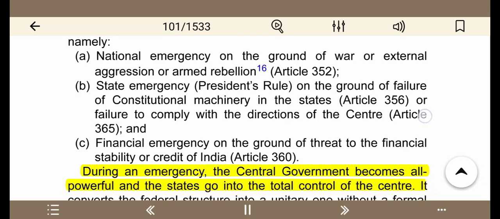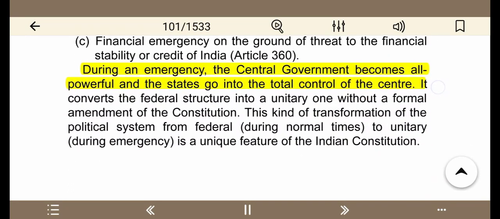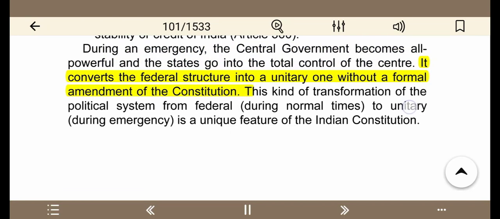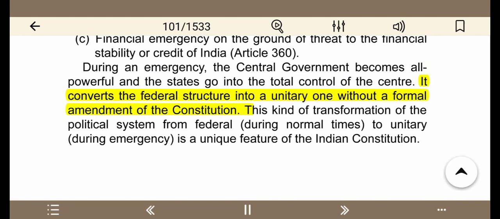During an emergency, the central government becomes all-powerful and the states go into the total control of the center. It converts the federal structure into a unitary one without a formal amendment of the constitution. This kind of transformation of the political system from federal during normal times to unitary during emergency is a unique feature of the Indian constitution.